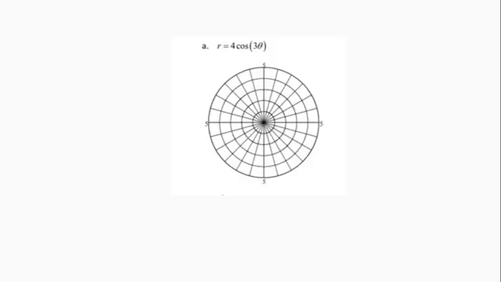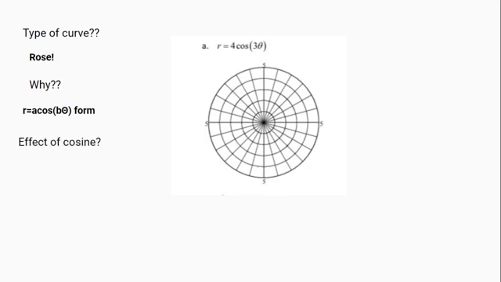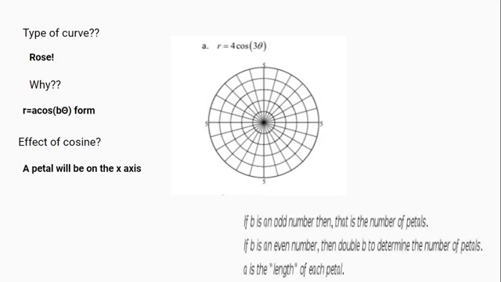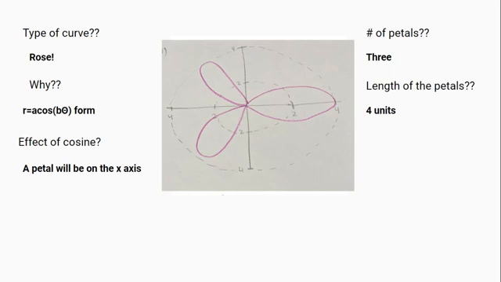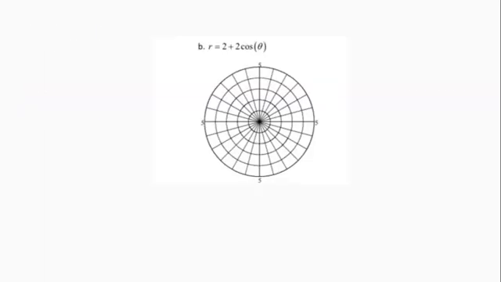So our first example, we can tell that it's a rose, and we know this because of the form that it's in, 4 times cosine 3 theta. And then the effect of the cosine, there will be a petal on the x-axis, and we just know that if b is an odd number, which is the 3, then that is the number of petals. So therefore, we will have 3 petals, and we know that a is the distance, so each petal will be 4 units long, and then my rough graph looks like this. It's not to scale, but you can still see the measurements.